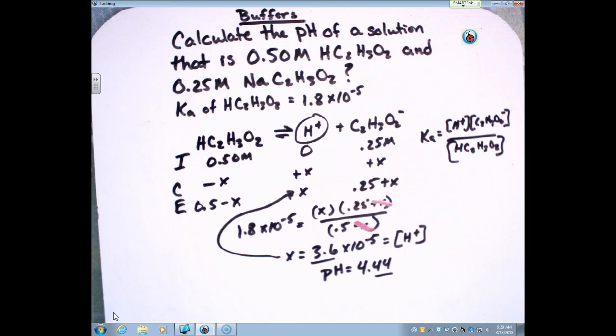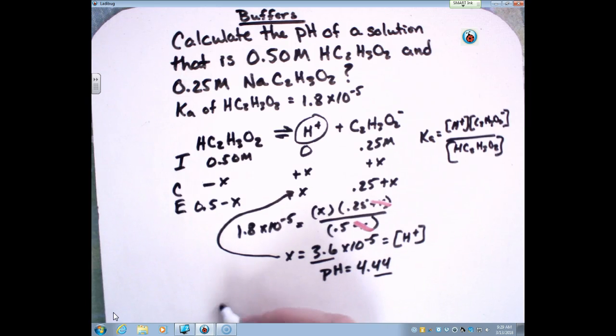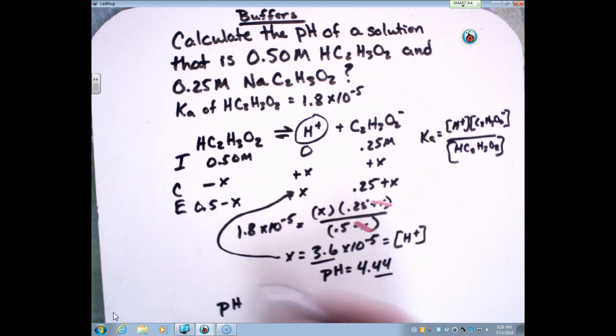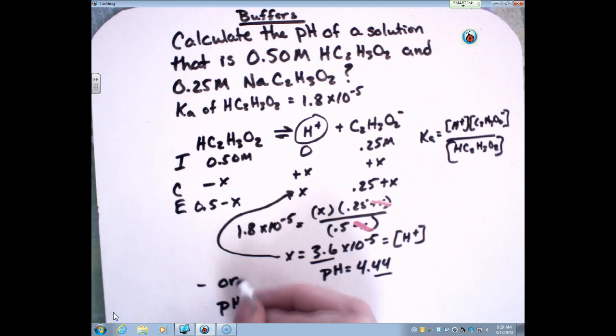There is another way to calculate the pH of a buffer solution. Now you can only use this with buffers, but it's kind of a shortcut. It's called the Henderson-Hasselbalch equation. And this is what the Henderson-Hasselbalch equation looks like. So we can do it this way or this way.